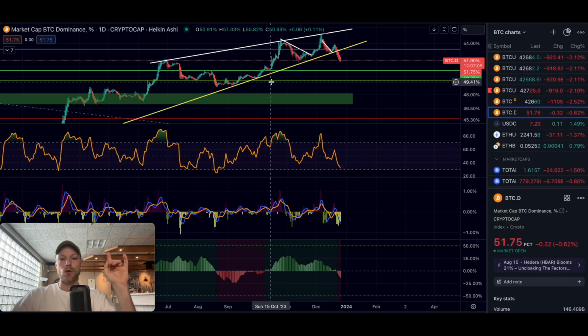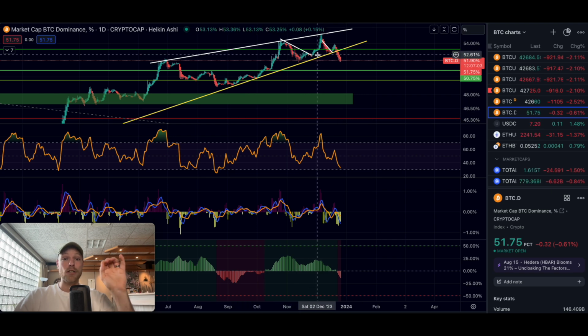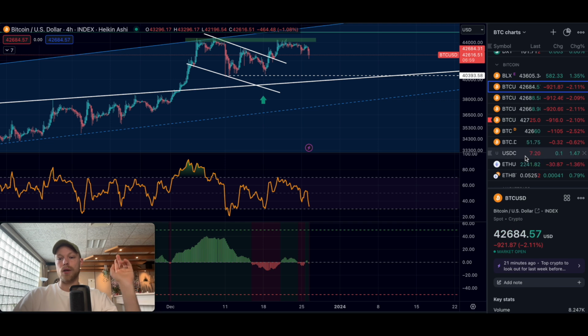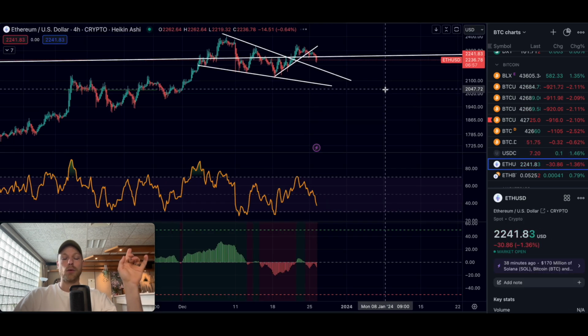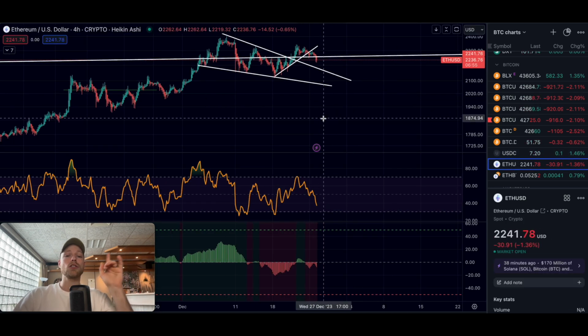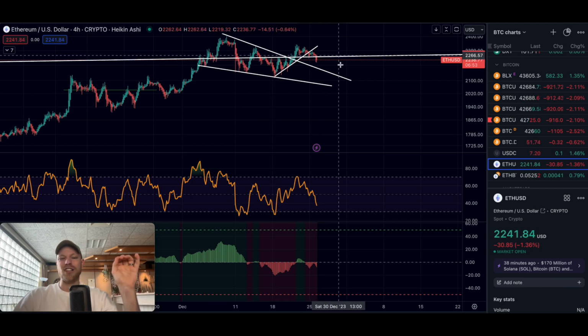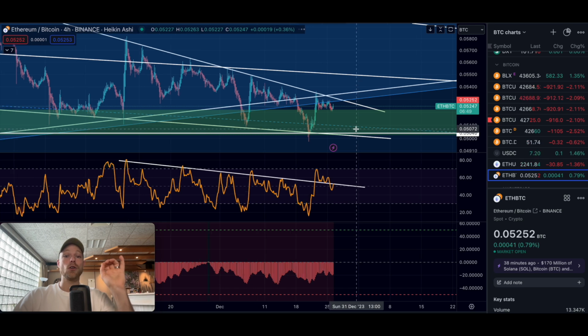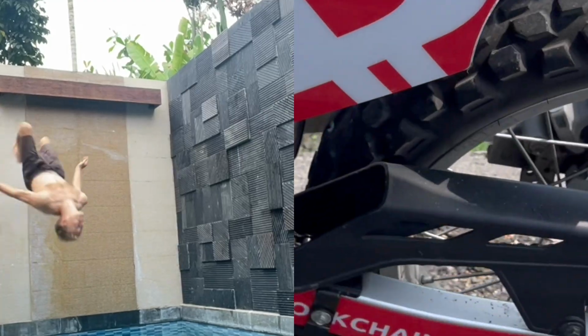We are going to have a look at the Bitcoin dominance as this one is breaking down, and maybe most importantly in today's video, I really want to have a look at Ethereum against US dollar, because although this one looks kind of bearish against USD, against Bitcoin, this chart is actually looking pretty good. So I want to explain to you what this might mean. So guys, let's jump straight into it.